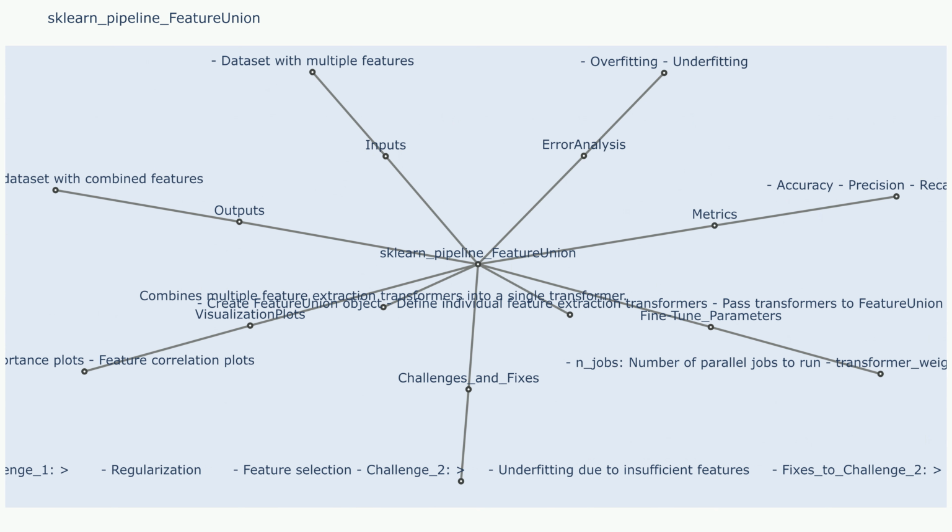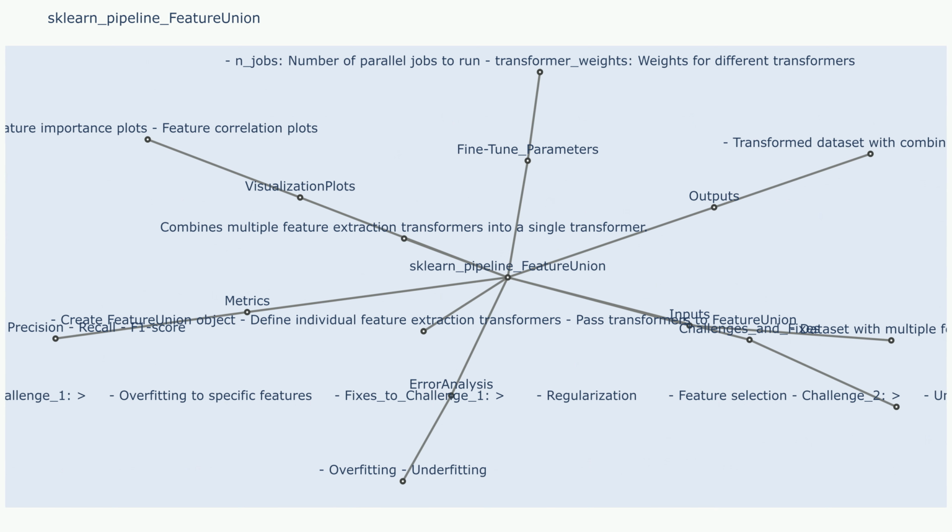Challenge 2: Dimensionality issues. Combining features from multiple transformers can lead to a high-dimensional feature space, which might cause problems for some machine learning algorithms. Sample use case that resulted in challenge 2: Combining data from text features, e.g., using TF-IDF, and numerical features, e.g., using standard scaling, can lead to a very high-dimensional feature space.